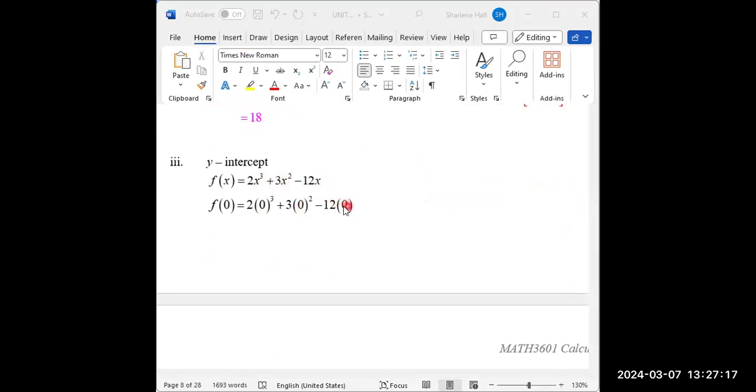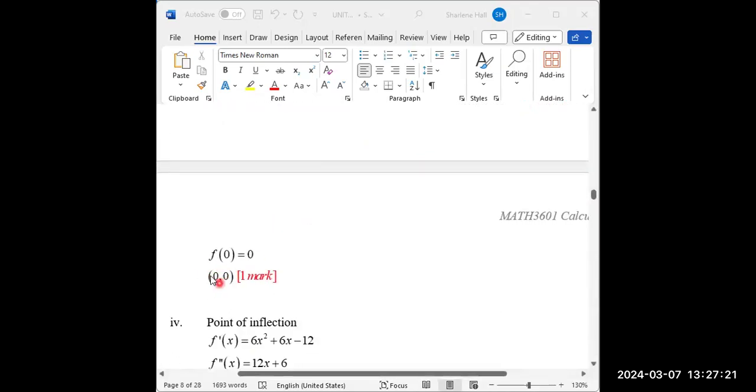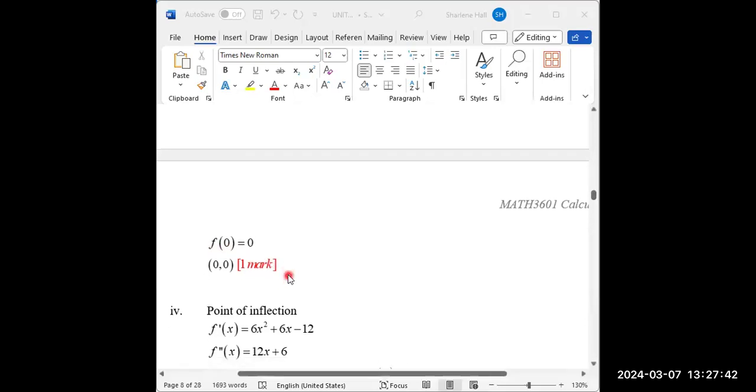That means that this is 0. So I have 0, 0 right here. That is going to be my y-intercept. What this says to me is that my graph is going to cut at the origin. All right, let's continue.